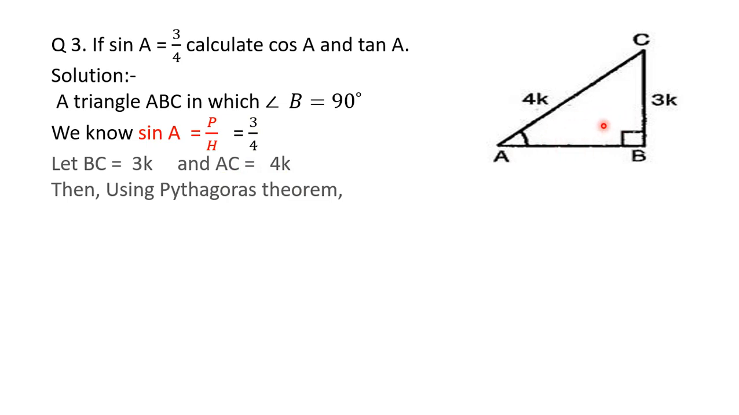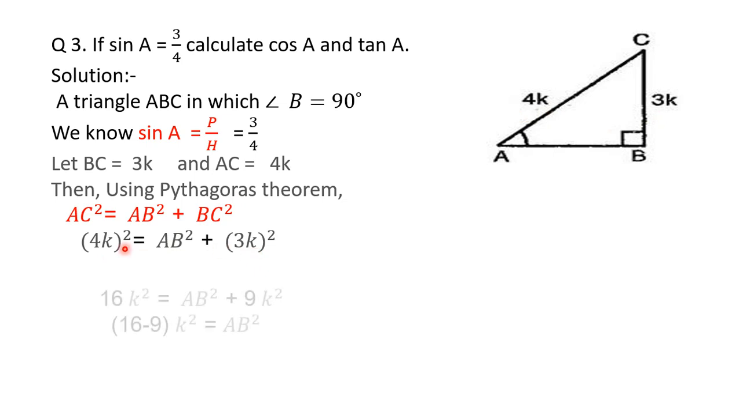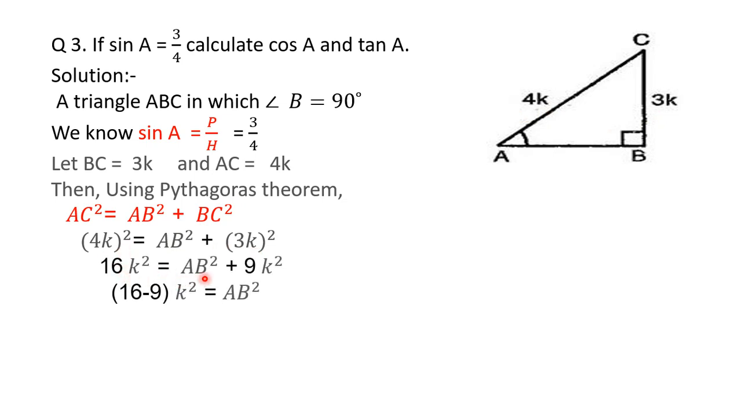Now this is the right angle triangle. So by applying the Pythagoras theorem, we write AC square is equal to AB square plus BC square, and the values for hypotenuse and perpendicular we can put in this. So we get 4K whole square is equal to AB square plus 3K whole square. Now 4K whole square becomes 16K square is equal to AB square plus 9K square. Now 9K square will transpose to the left hand side. We get 16 minus 9K square is equal to AB square.